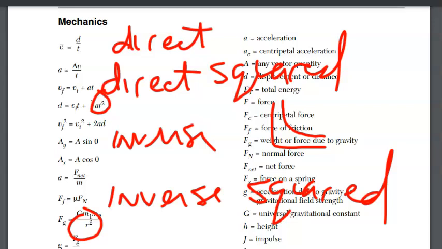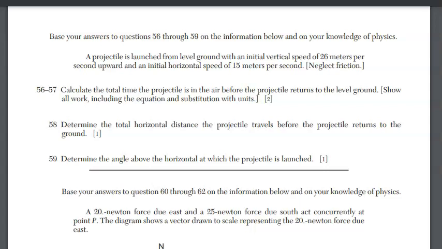So you need to know the different types of mathematical relationships and the graphs that go with them. One other very important point that goes along with any equation that you're going to use on that reference table: when you get to part B-2 and part C of the test, and you see in parentheses that you are supposed to show all your work, including the equation and substituting in with units, it is very important that you do that. Each one of those questions is worth 2 points.